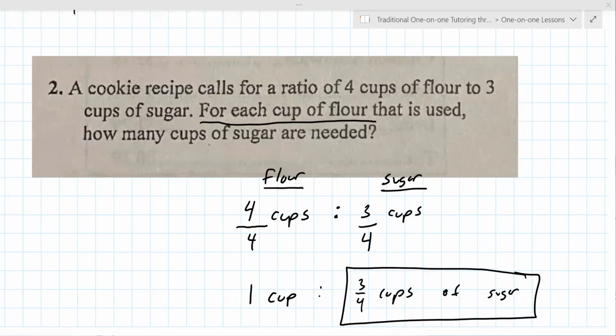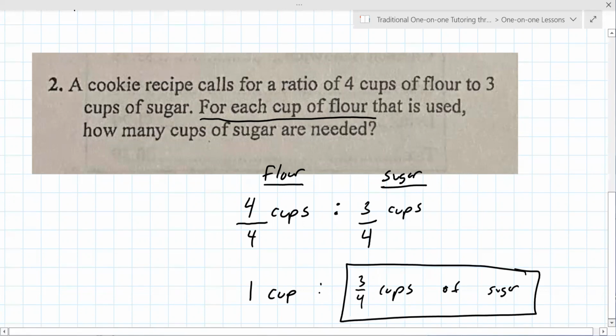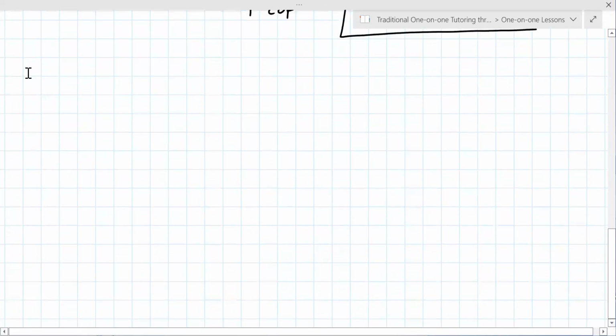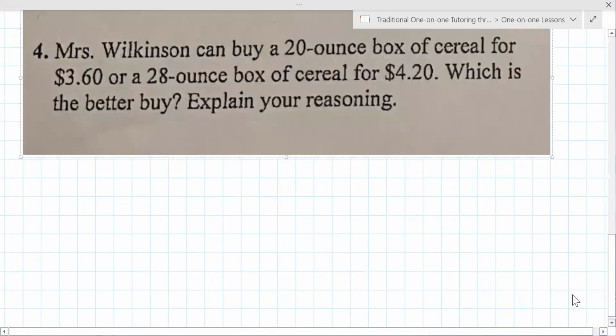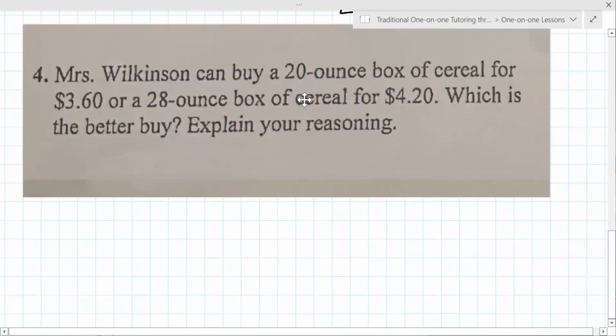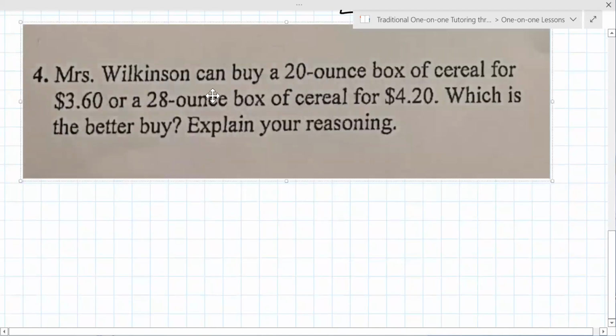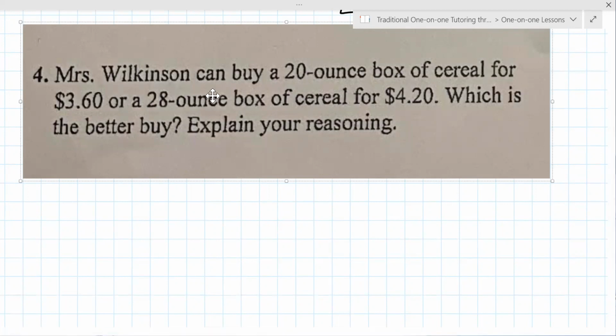There. Got it down. Okay, so let's move on to number 4. Number 3, you've already answered. All right, so it says Mrs. Wilkinson can buy a 20-ounce box of cereal for $3.60, or a 28-ounce box of cereal for $4.20. Which is the better buy?